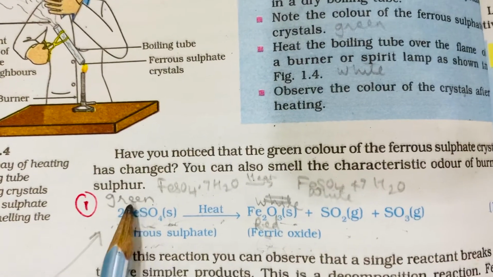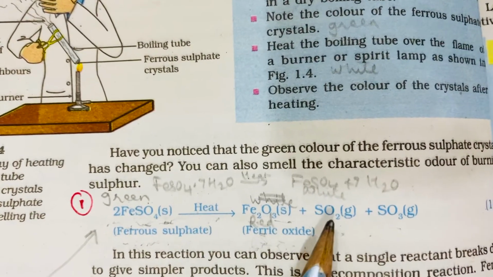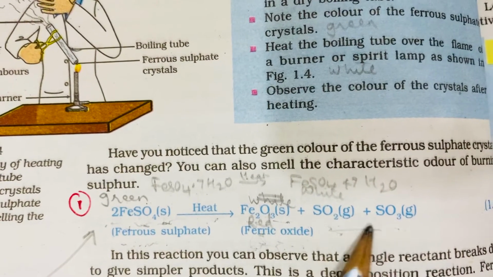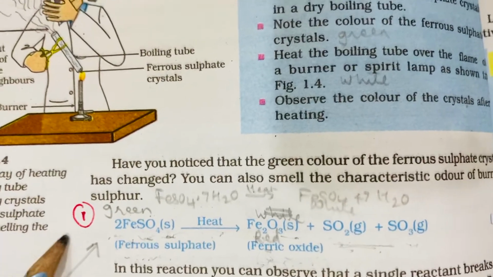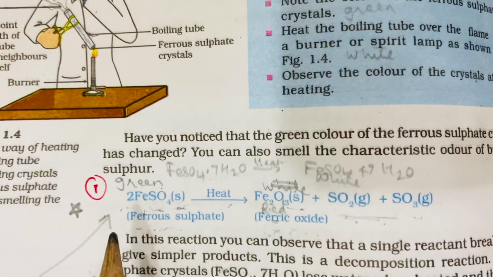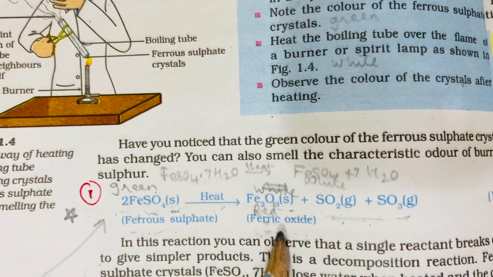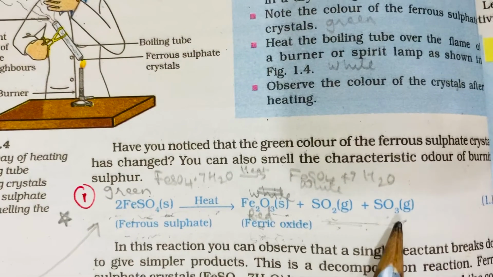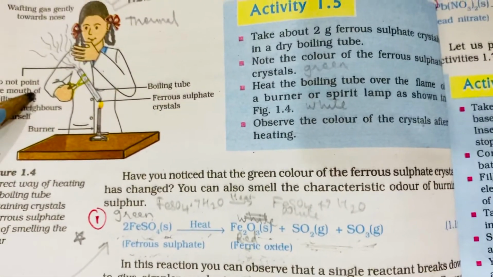So there is a change in color, green to red. The smell of burning sulfur is due to the production of SO2 gas and SO3 gas. So burning sulfur means SO2 and SO3 gas. Students, this is one of the important reactions: the balanced chemical equation and the different products. Iron oxide, that is ferric oxide, is brown in color, and SO2 and SO3 give the smell of burning sulfur, right?